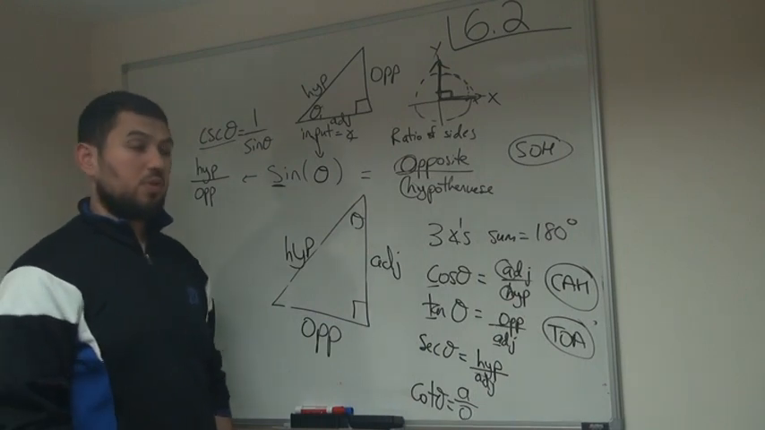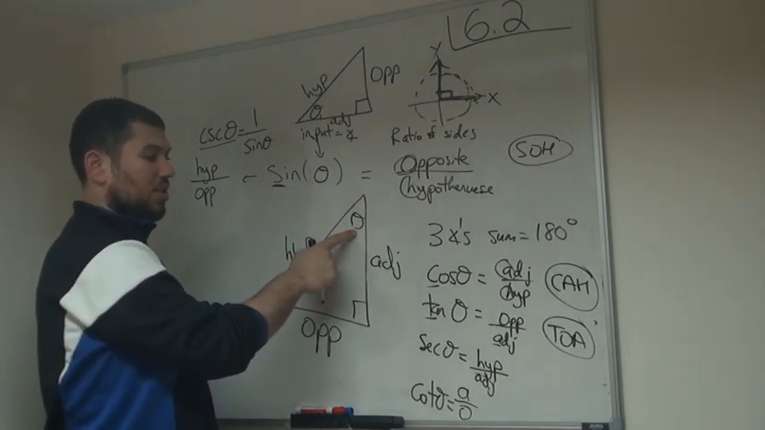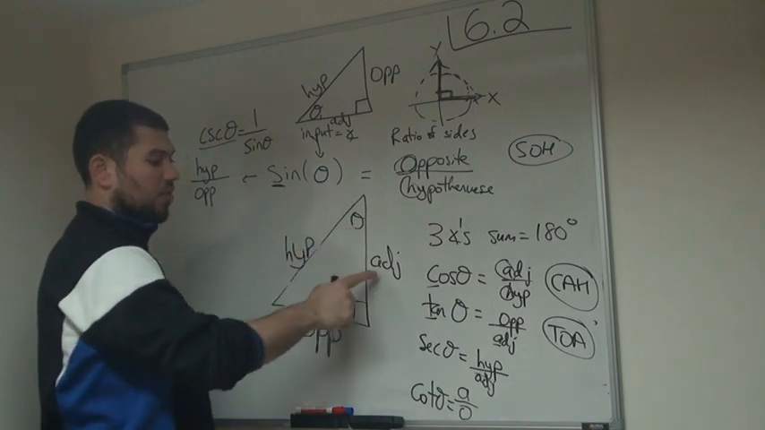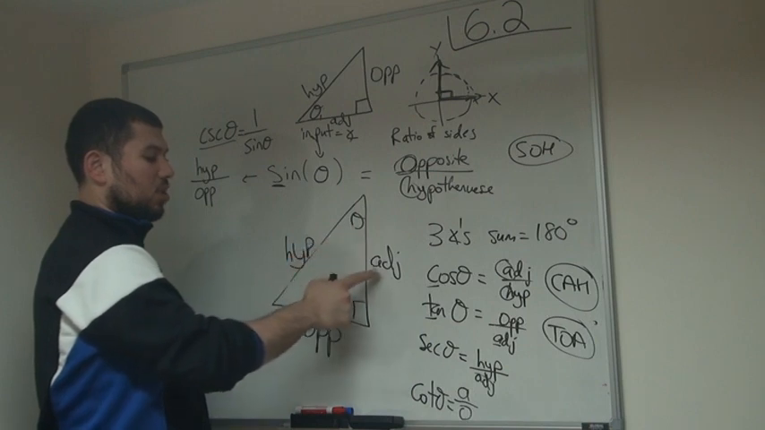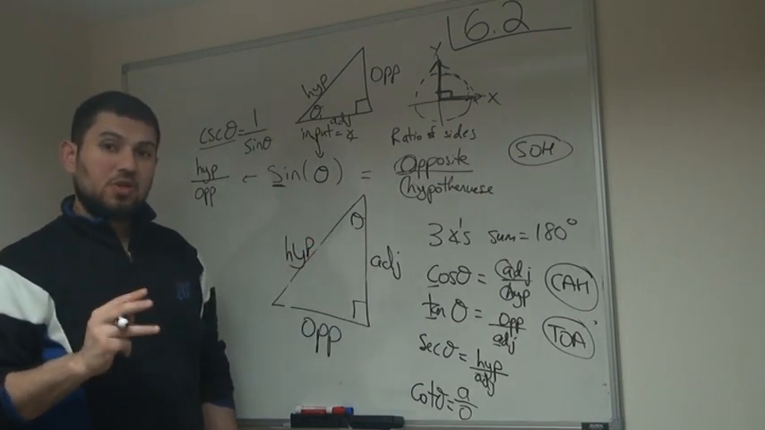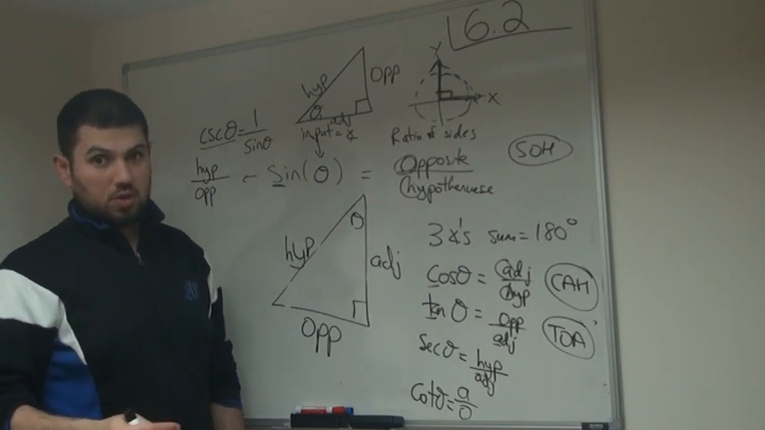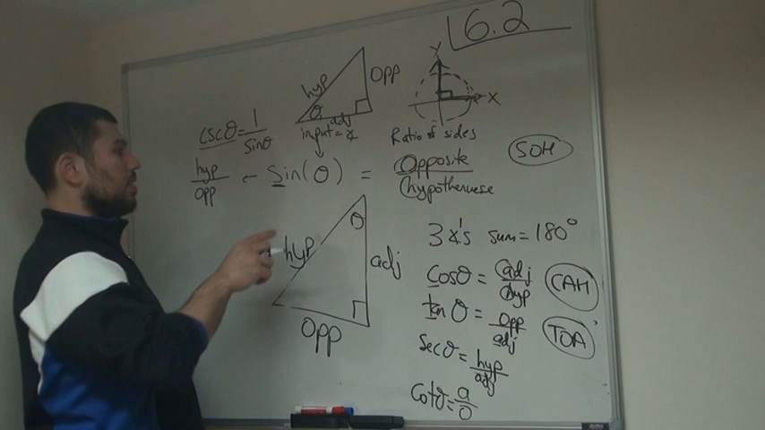SOHCAHTOA helps us with the first three. So the tangent of this angle is TOA. Tangent of theta is the opposite side over the adjacent. The cosine of this angle is the adjacent over the hypotenuse, CAH. The first three are easy to remember because of SOHCAHTOA. The next three I have a short little thing that helps me remember it.